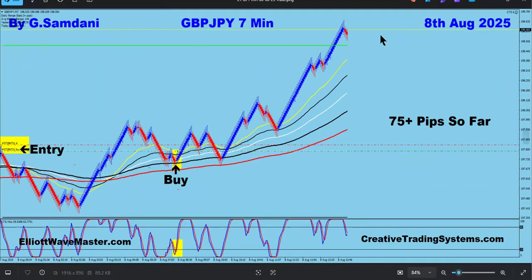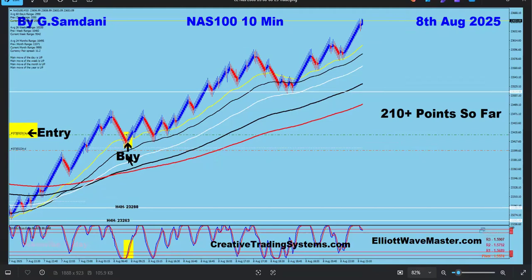So, okay, now on the 8th, pound yen from 7-minute, you can see a beautiful entry here, went up to 75 pip, and then Nasdaq here.